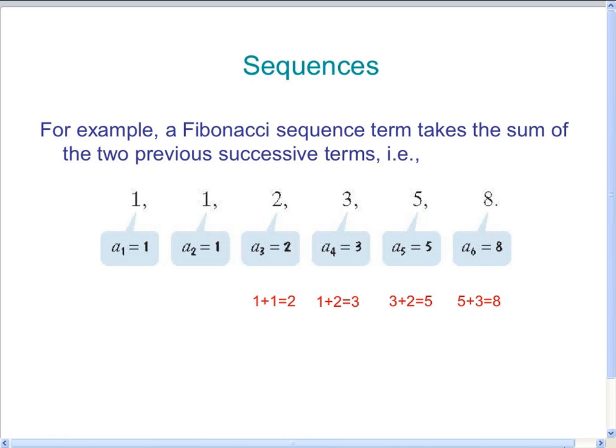Notice the notation here. This is subscript. We always use A for a sequence, and this subscript 1 means it's the first term in the sequence. This subscript 2 means it's the second term in the sequence.